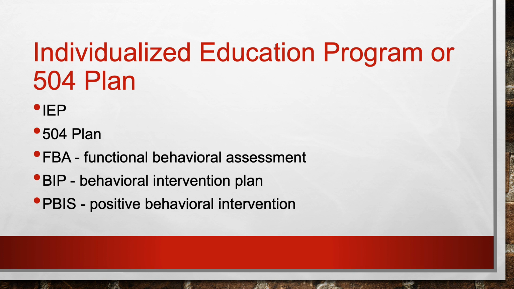The 504 plan is issued to students who are able to participate in a general education classroom but still need accommodations that the school must provide. So, a student is considered qualified under Section 504 of the Rehabilitation Act if the student is between the ages of 3 and 22 years of age and has a disability.